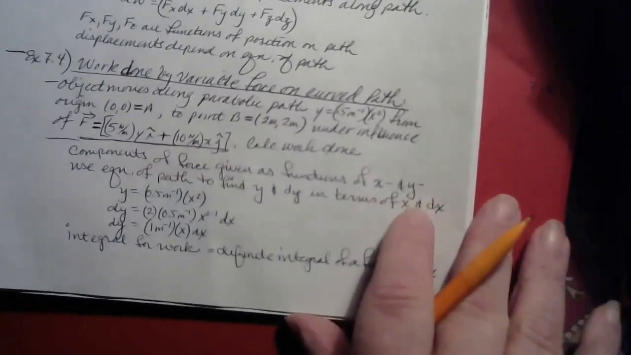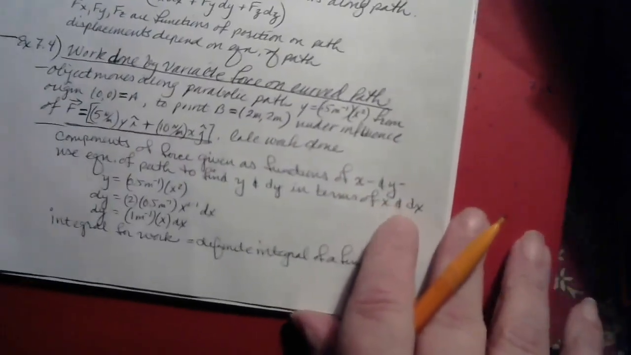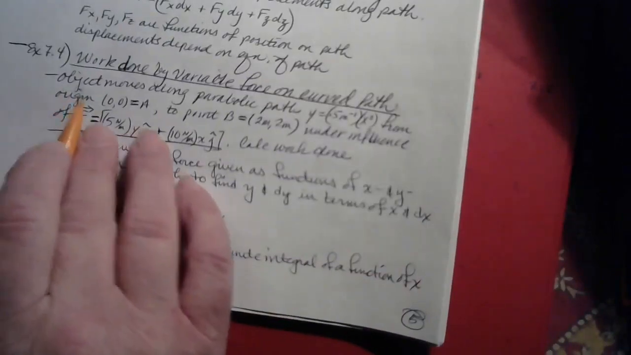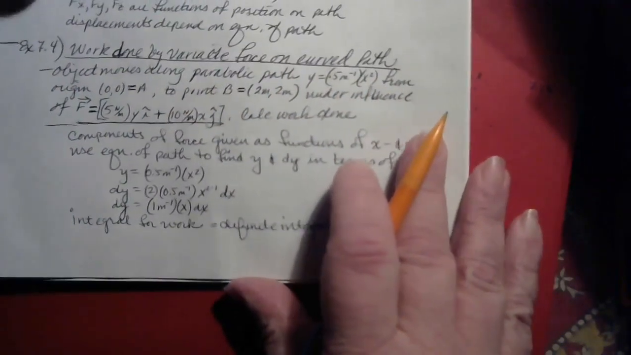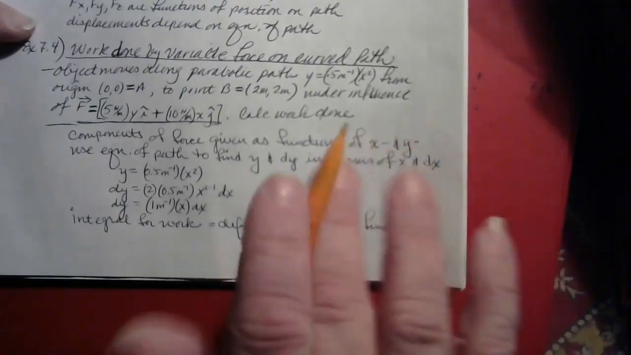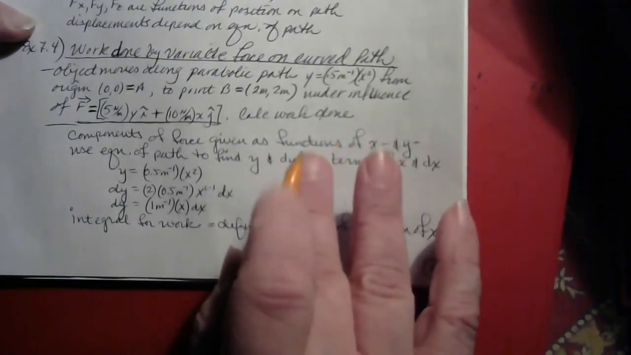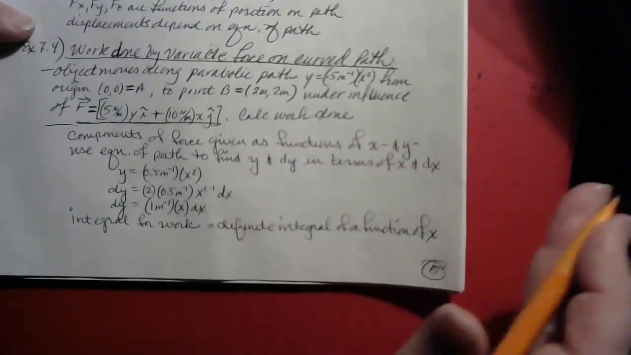So that all sounds nice and convenient. So let's try doing an example like that, though, and see how that works. Work done by variable force on a curved path. When we say the path is curved, what we really mean is that there's an equation for it that's not linear. So the equation is not the equation of a straight line.